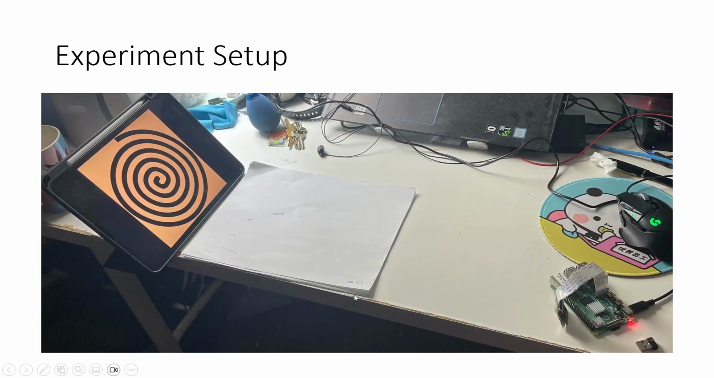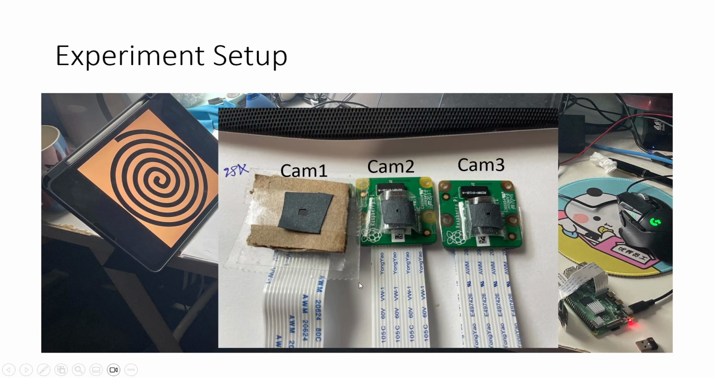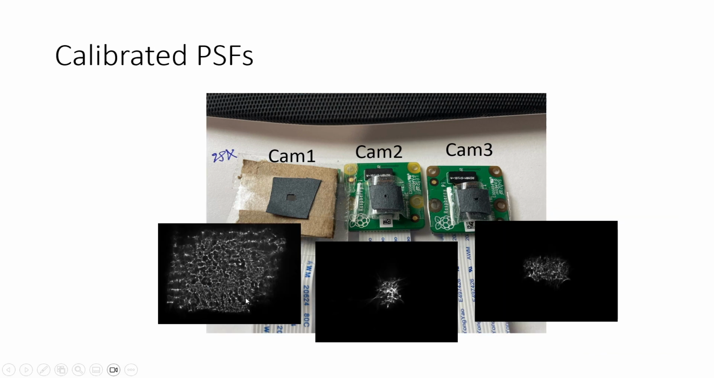And now we can set up our experiment. This is the image light source, and this is the sensor. When we are doing the experiment, the light is shut off, so the environment is dark. So for the cameras, we'll build 3 DiffuserCams with 2 different types of sensors, and here are their PSFs. We will compare them later.